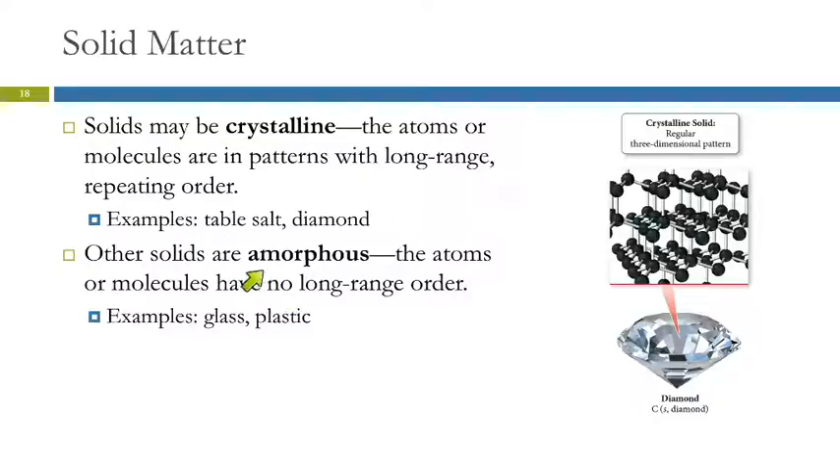Amorphous, we do a lot in science with prefixes and suffixes. A is a prefix that means without. Amorphous, morph referring to shape.